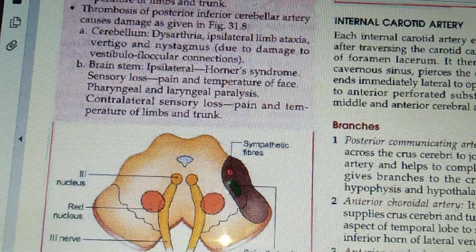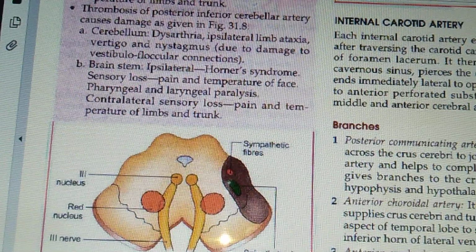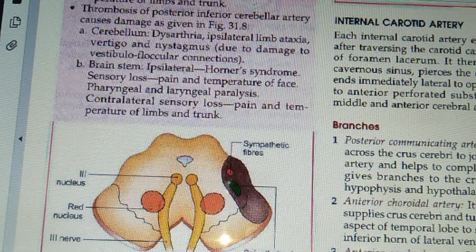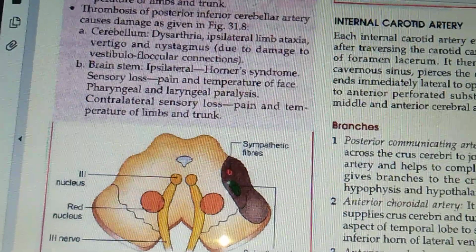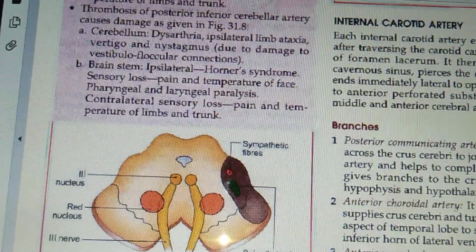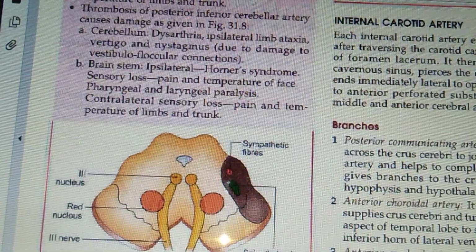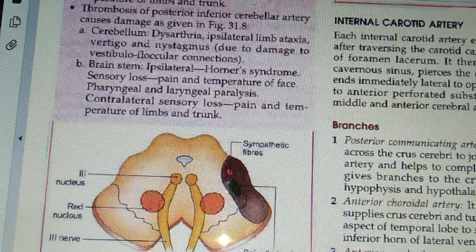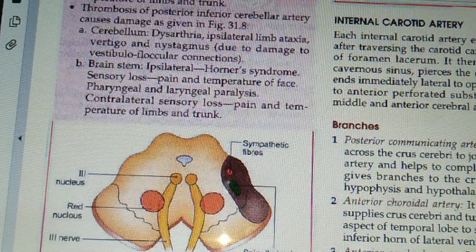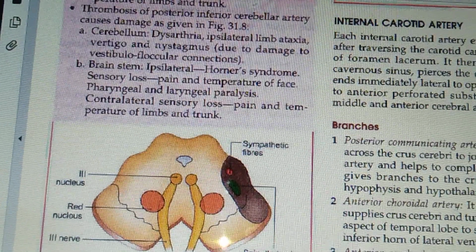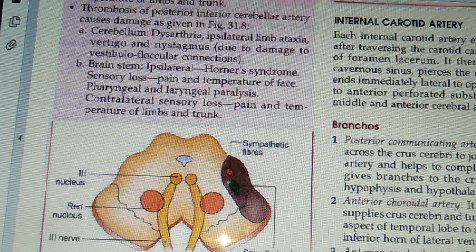Next is the thrombosis of the posterior inferior cerebellar artery. It causes damage to the cerebellum. In that it leads to dysarthria, then ipsilateral limb ataxia, vertigo and nystagmus. Right, nystagmus, you already know what is nystagmus. It is a continuous oscillatory movement of the eye, right? And dysarthria is a condition in which the muscles for speech are weak and there is a difficulty controlling them. Right, so there is a slurred speech or a slow speech that is difficult to understand.